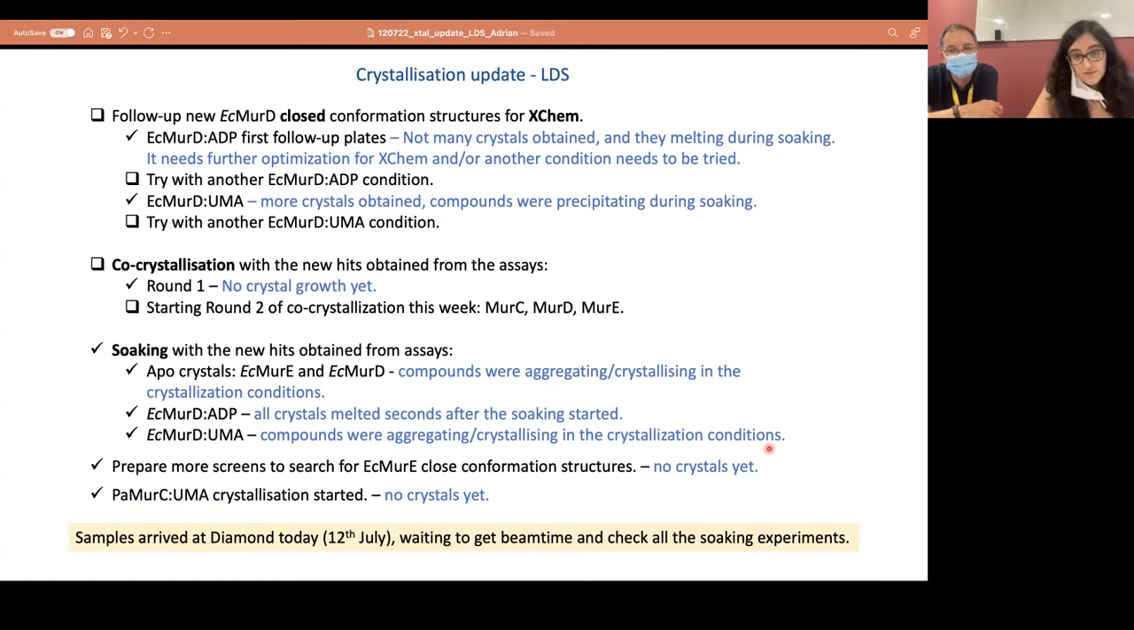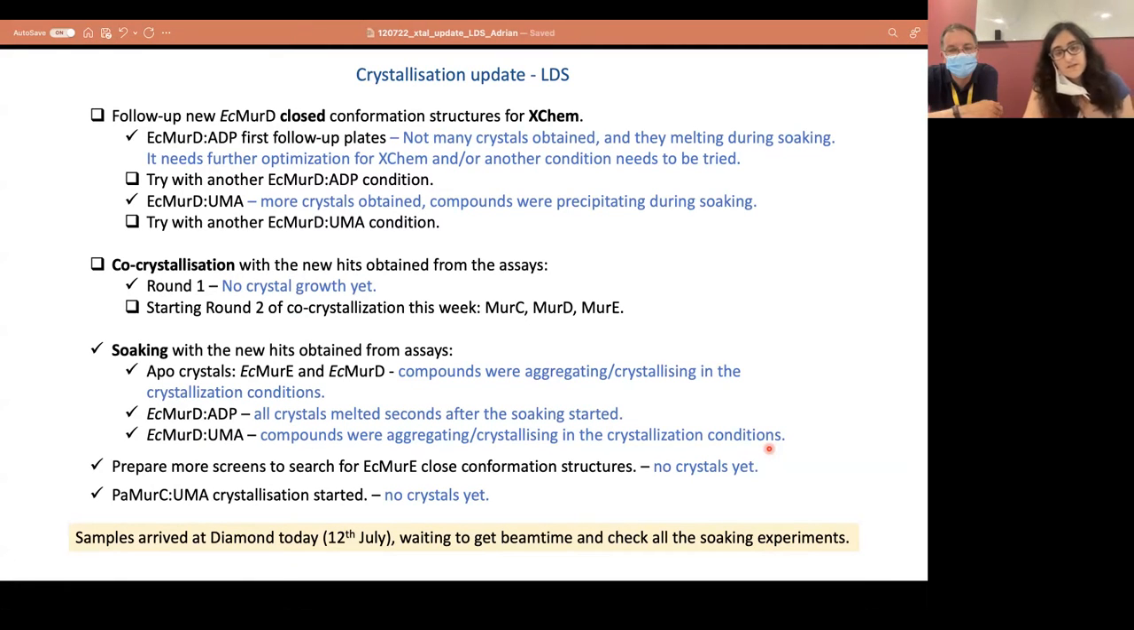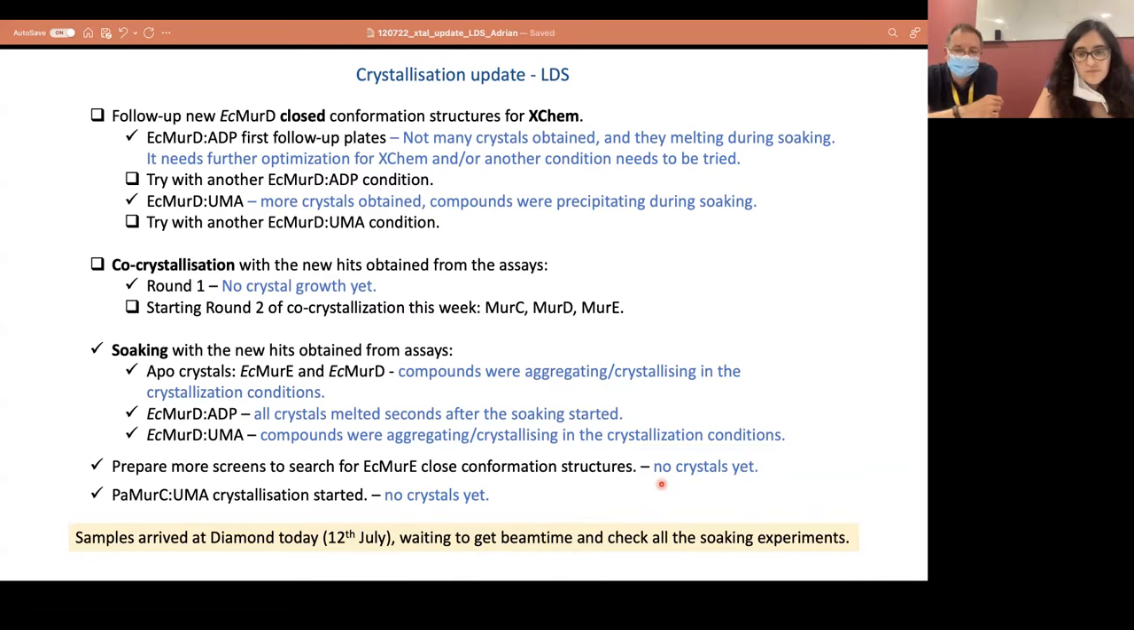Millimolar concentration of compounds. I'm sorry? Millimolar concentration, but if you go back and look at Adrian's results, I think some of the compounds were down in the 20 to 100 micromolar inhibitors. So I'm just wondering. So I tried to dilute them as well.